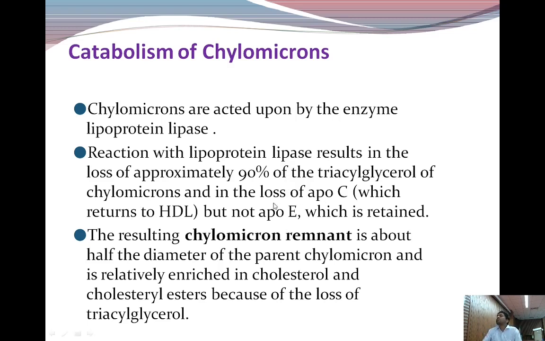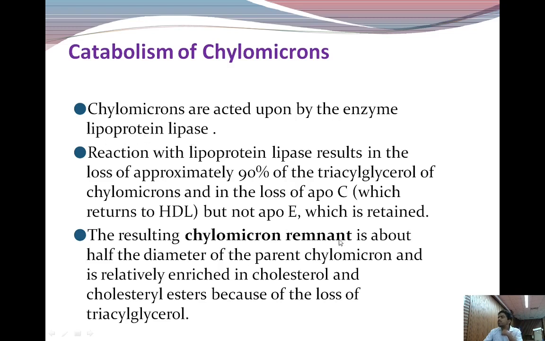And then the ApoC, which is present in the chylomicron, will also be lost and returned to the HDL, but not ApoE. ApoE given by the HDL remains with the chylomicron. Now this chylomicron in circulation, which has lower ApoC and triacylglycerol content because of the activity of lipoprotein lipase, is known as chylomicron remnant, because it is not a full chylomicron. It has very little triacylglycerol, since most of it was lost to lipoprotein lipase in the circulation.